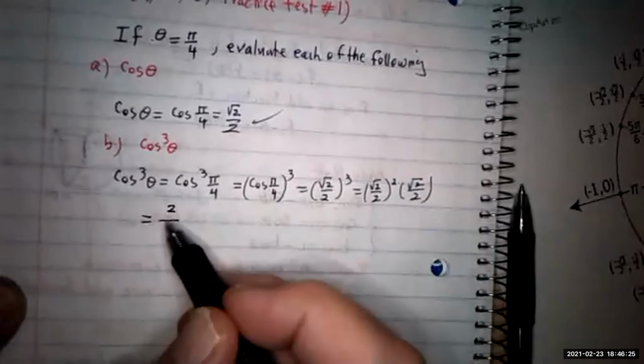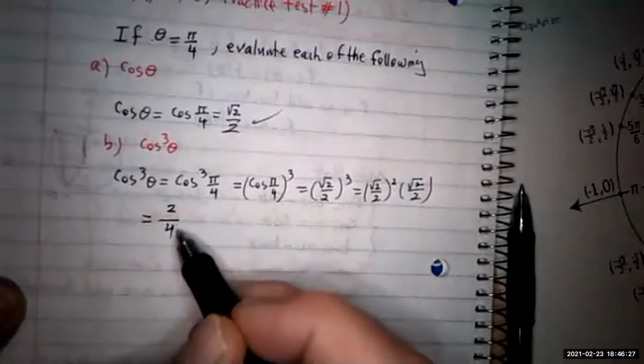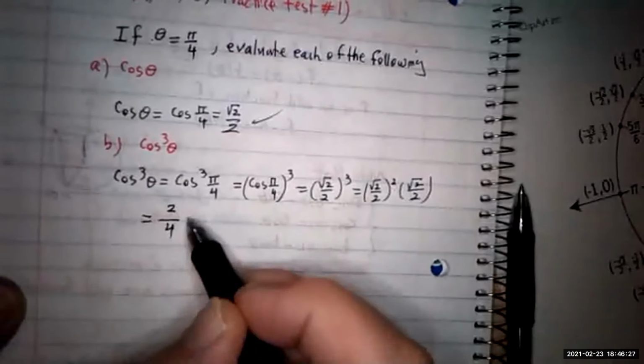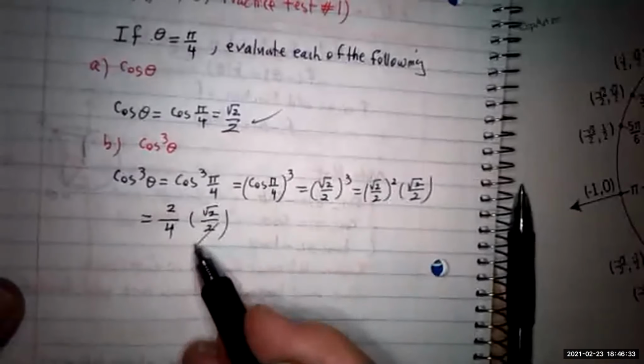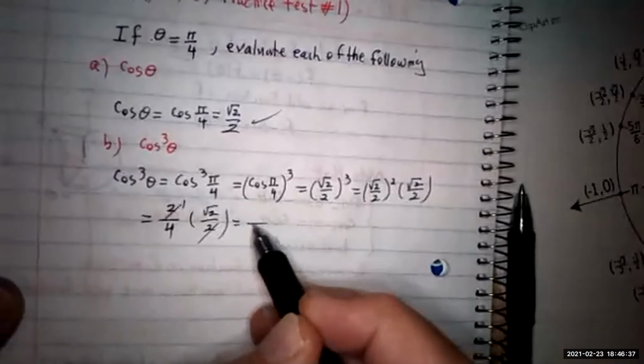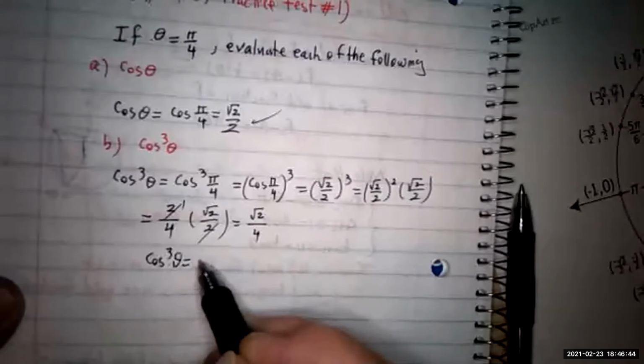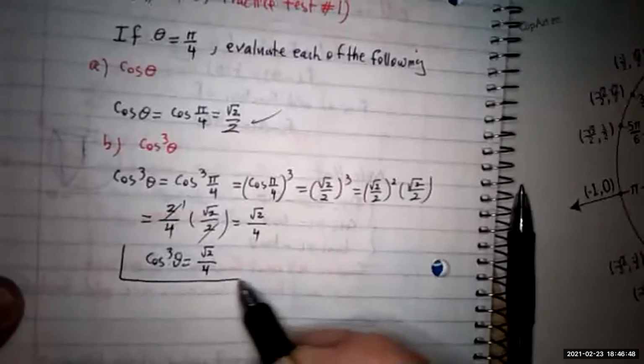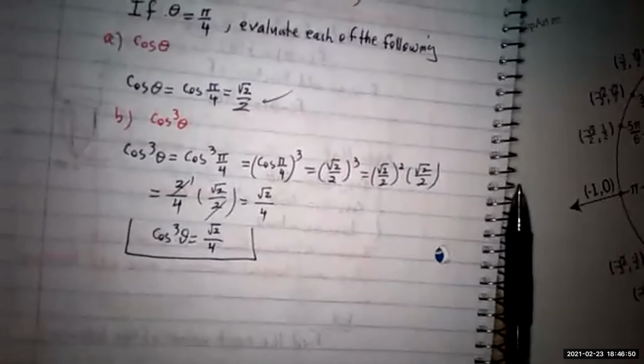Okay, 2 cubed would be 4. 4 now times what? Radical 2 over 2. That's the best way to simplify. Now the 2 and 2 would simplify. That gives you 1. So the result is radical 2 over 4. So the cosine cubed of theta is radical 2 over 4. No calculator, exact value. Any question?